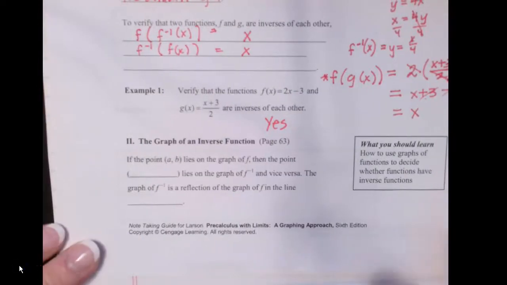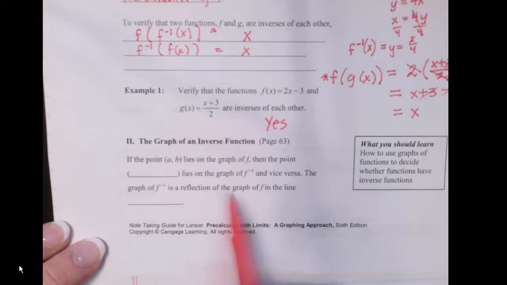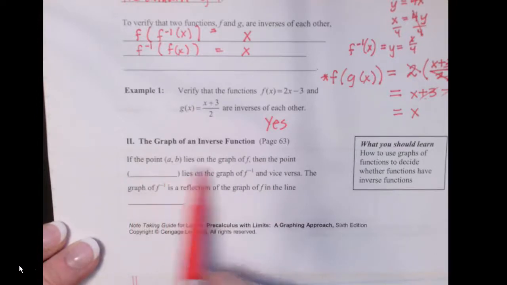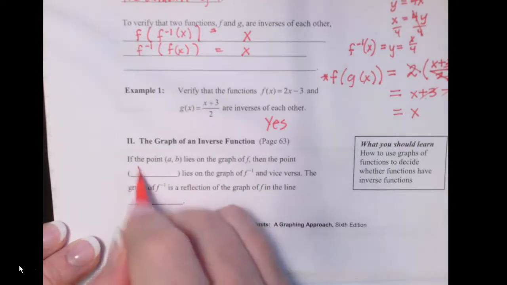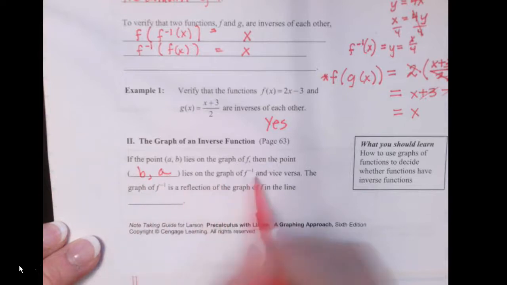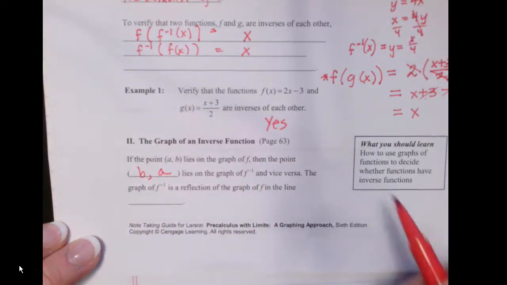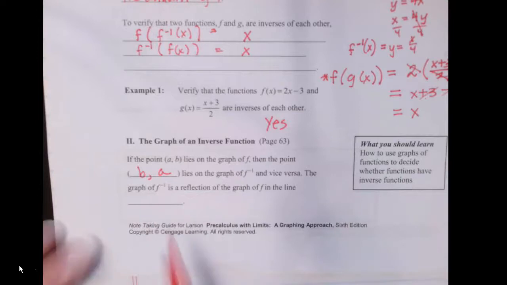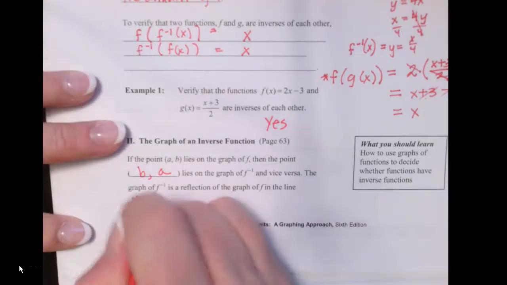Okay, so now we want to talk about the graphs of inverse functions. If the point a comma b lies on the graph of f, then the point b comma a lies on the graph of the inverse of f, and vice versa. The graph of the inverse of f is a reflection of the graph of f in the line y equals x.